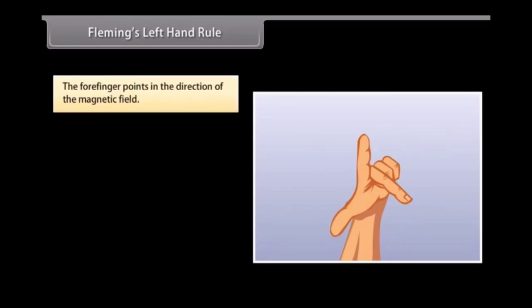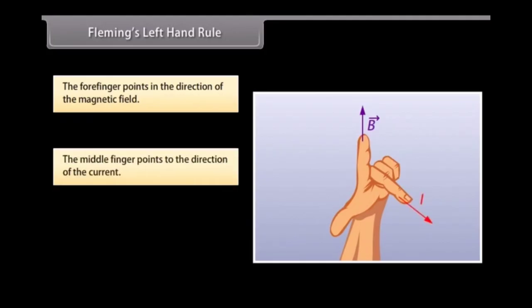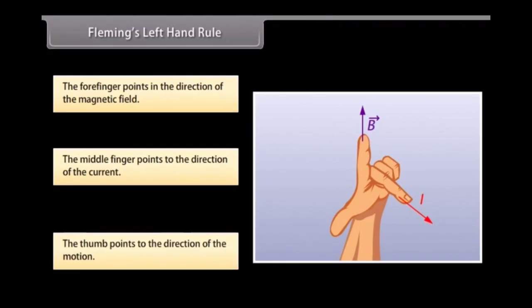The forefinger points in the direction of the magnetic field. The middle finger points to the direction of the current. The thumb points to the direction of the motion. This is Fleming's left-hand rule. Examples include woofers, subwoofers, electrical actuators, etc.